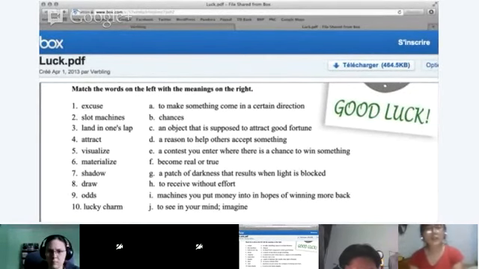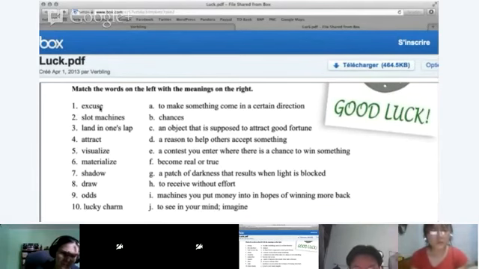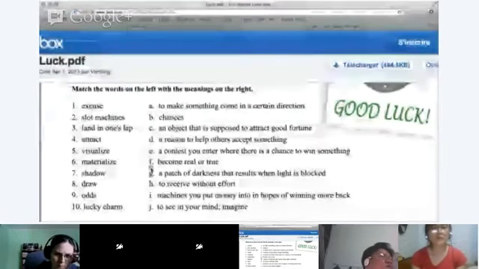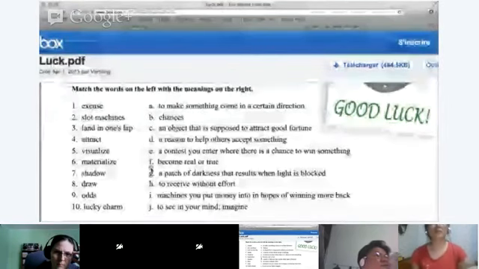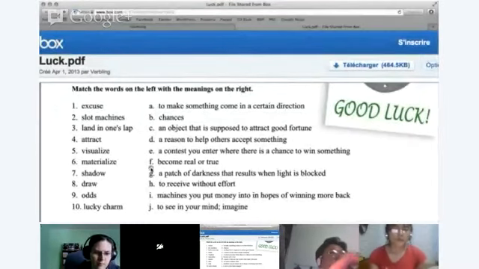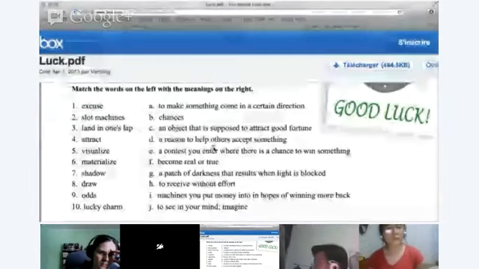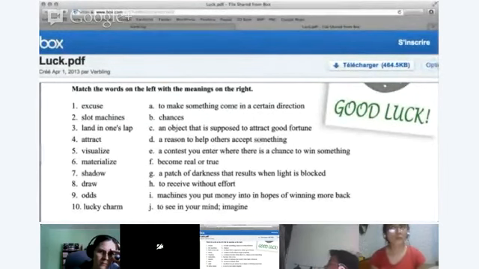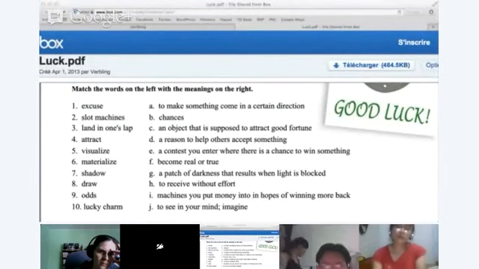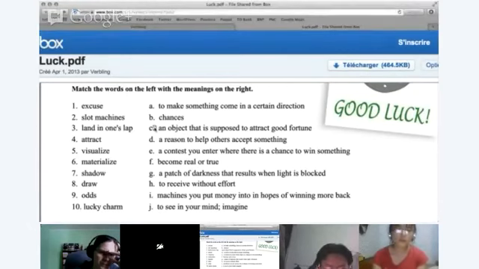Excuse means the reason you do something wrong. And so what letter is that? What letter is excuse? D. A reason to help others accept something. So 1D. All right, what about 2?